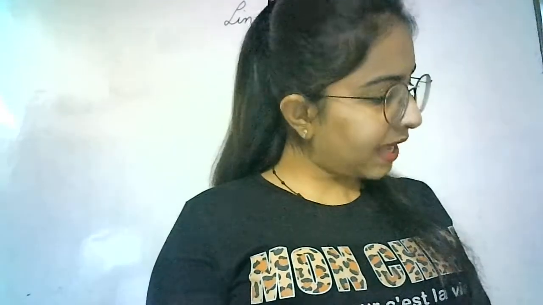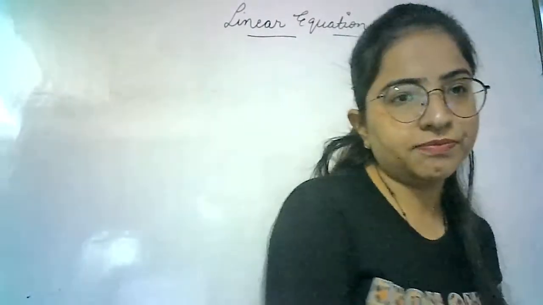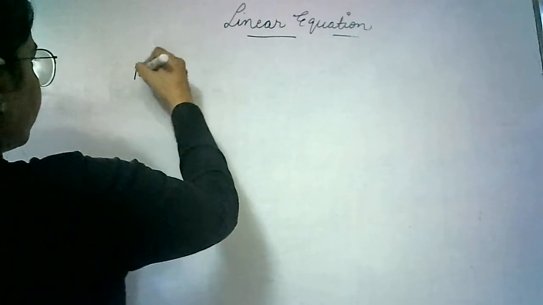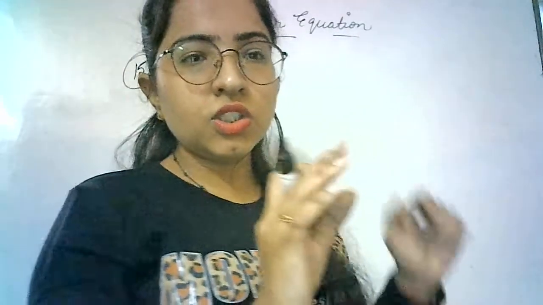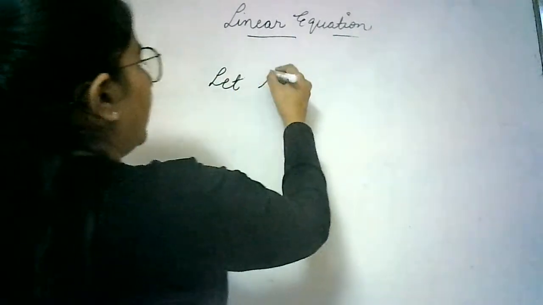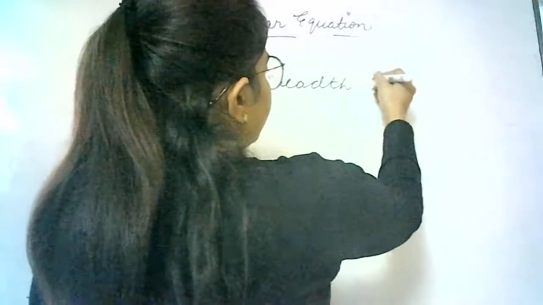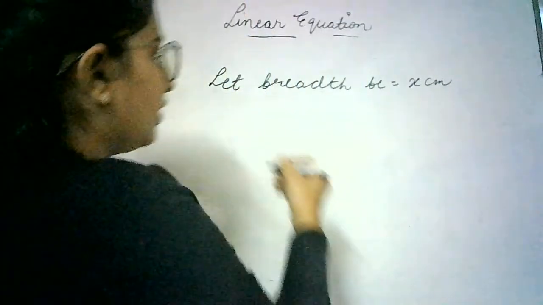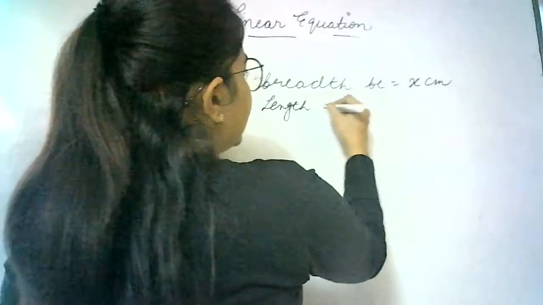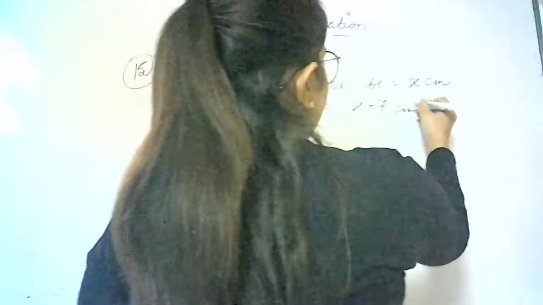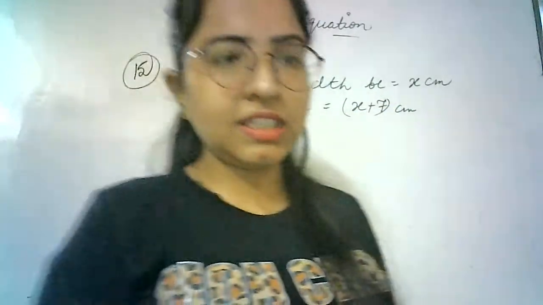This is the question. So what we will do in this? Length exceeds the breadth by 7. Let's start question number 15. Length exceeds breadth, so let's take breadth as x. Let breadth be x centimeter. Okay. And length will be x plus 7 because it is given in the question that length exceeds its breadth by 7. So length will be x plus 7 centimeter.